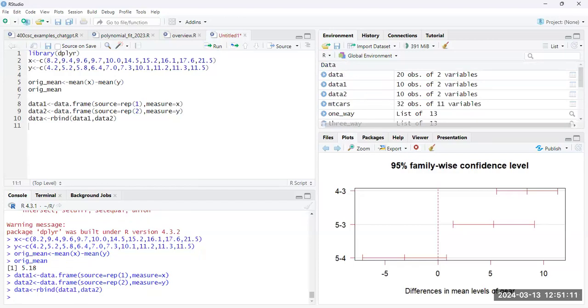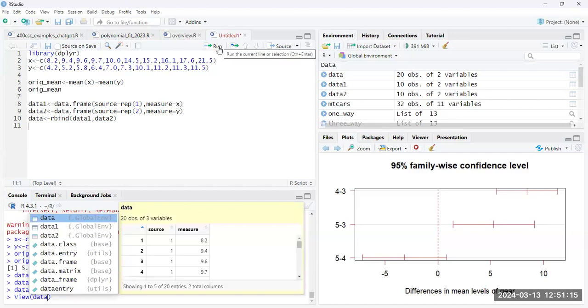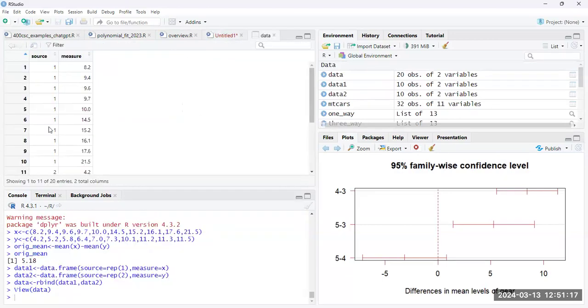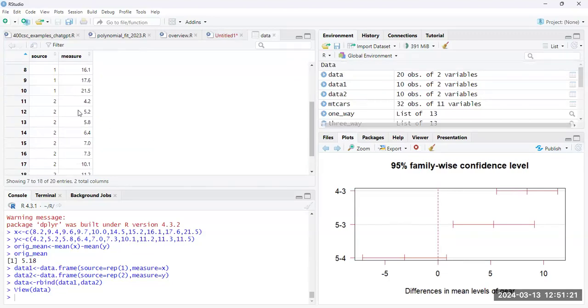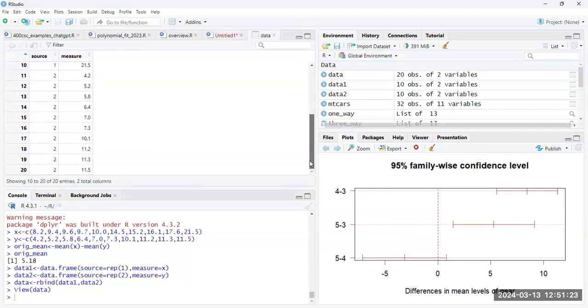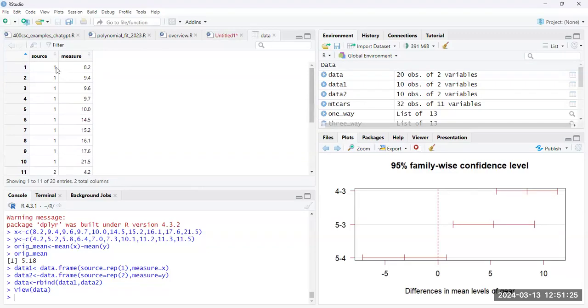And if we want, we can actually look at our data. And you can see this was the data from the first column of vectors. This is the data from the Y variable, and they're now in a nice data frame. Sources are in their column by themselves.